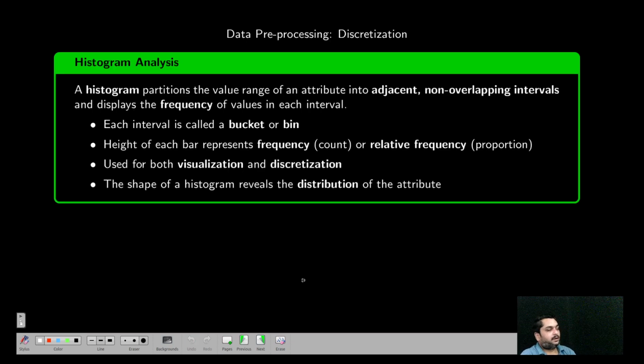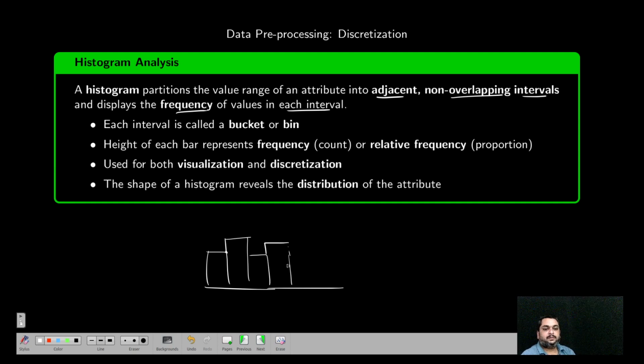So histogram, you already know. It is basically the probability distribution for discrete variables. A histogram partitions the value range of an attribute into adjacent non-overlapping intervals and displays the frequency values in each interval. If you visualize your histogram, it looks something like this. You have certain pillars.